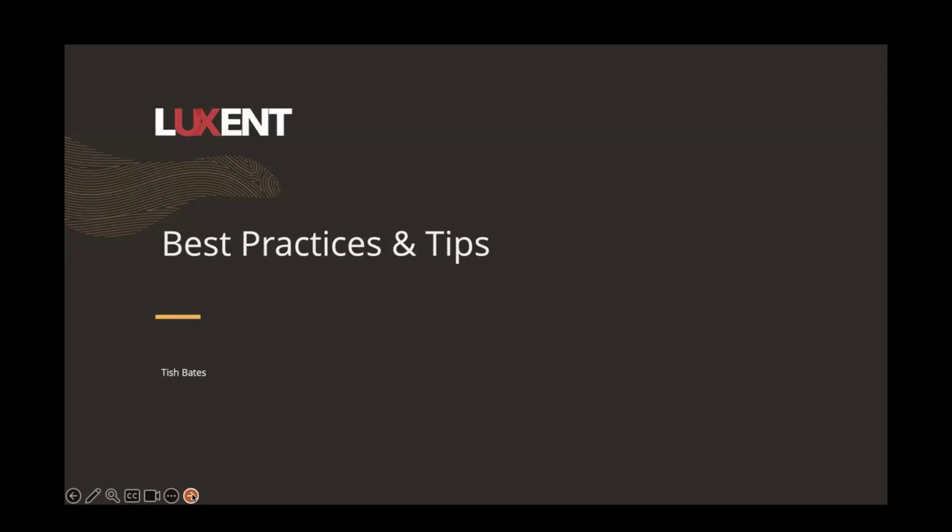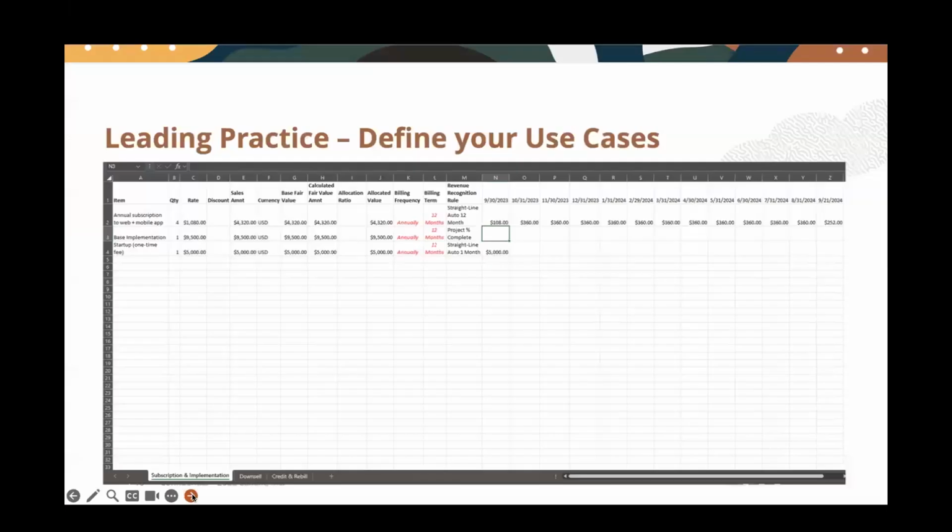All right, best practices and tips. So this is where I have a spreadsheet that I have put together that basically walks you through creating those use cases. So each tab is a different use case. One of the things that you need to do is to define your use cases and lay it out in such a way that you would take basically an order that you get and put each one of your lines, each one of your items, the quantity, the rate, the sales amount, any discounts, things like that.